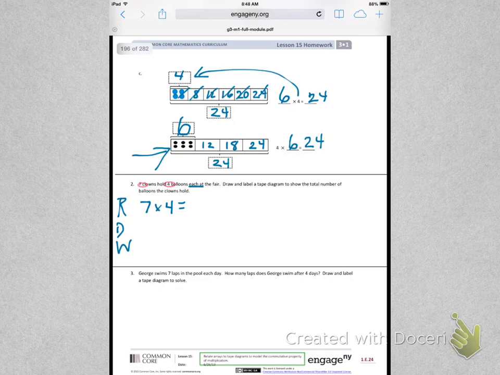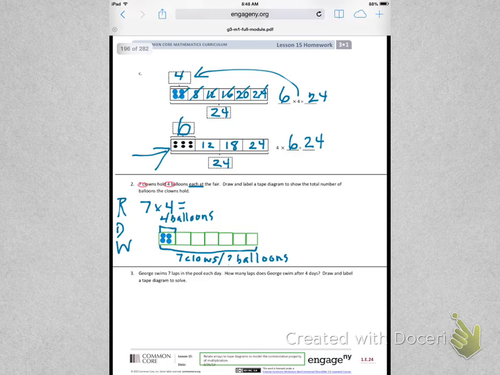I'm going to need 7 groups of 4, so my tape diagram is going to have 7 boxes. Now, I have 7 boxes. That's going to give me my total. I have 7 clowns, and we're going to find out our total number of balloons. One box is going to have how many balloons that one clown holds. They hold 4 balloons. Let's go ahead and draw those in the box. There's our 4 balloons. Now we're going to skip count.